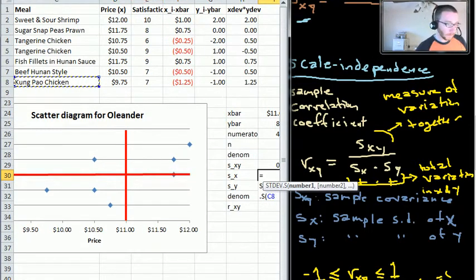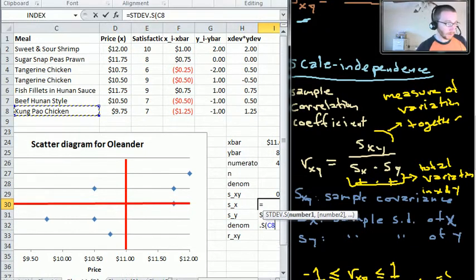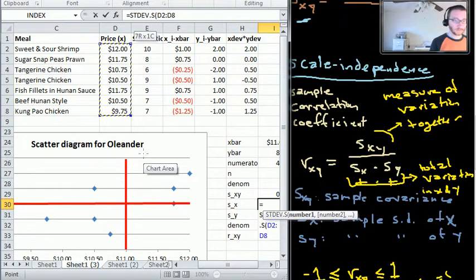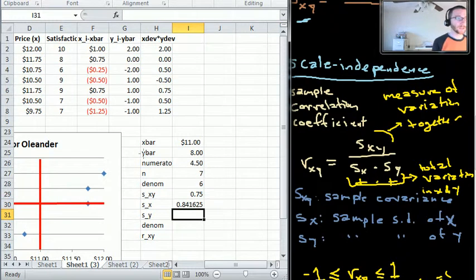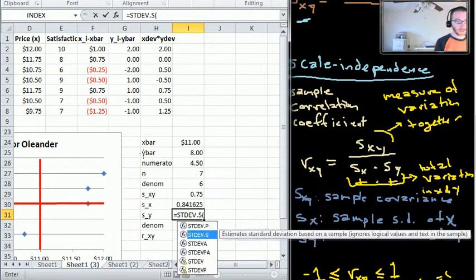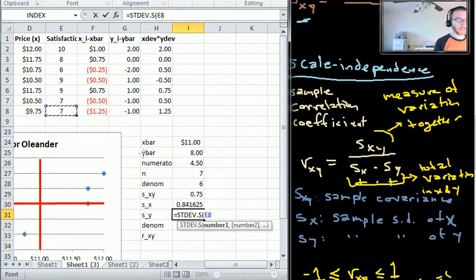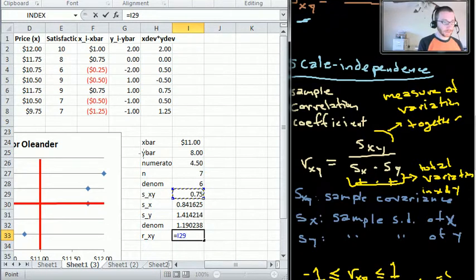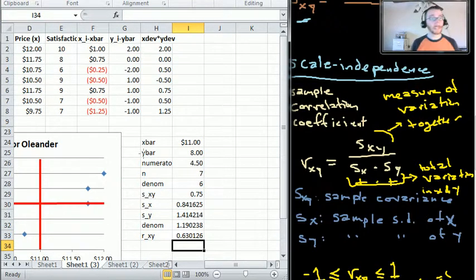And I want it to be for my prices. 0.84 is my sample standard deviation for my x's. Sample standard deviation for my y's should be 1.414 if I did this correctly, because I've done it a few times. And so that's my two sample standard deviations. To get the denominator for the correlation coefficient, I multiply these together, 1.19, and now I take my sample covariance and divide it by 1.19, and positive 0.630 is what I get for my sample correlation coefficient.